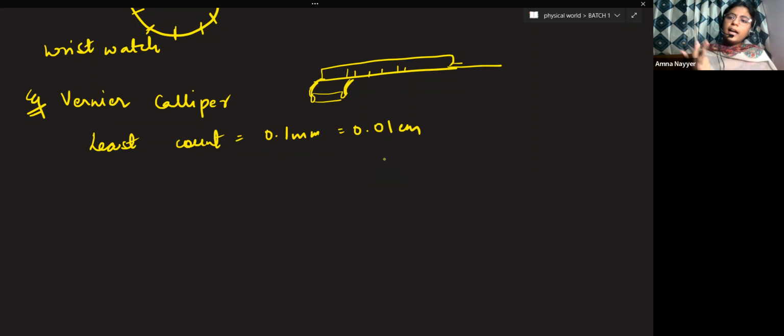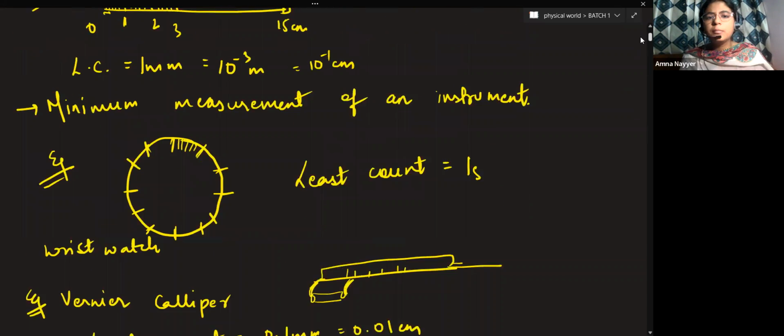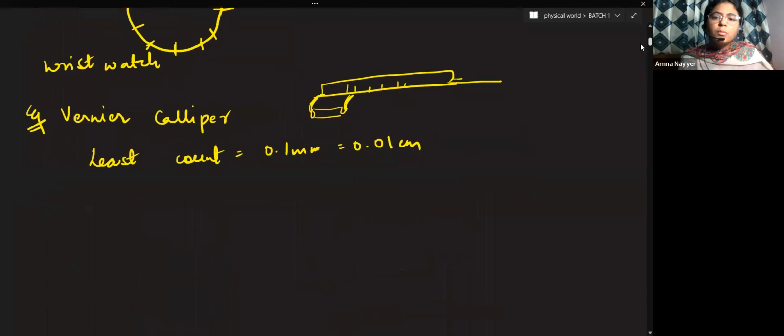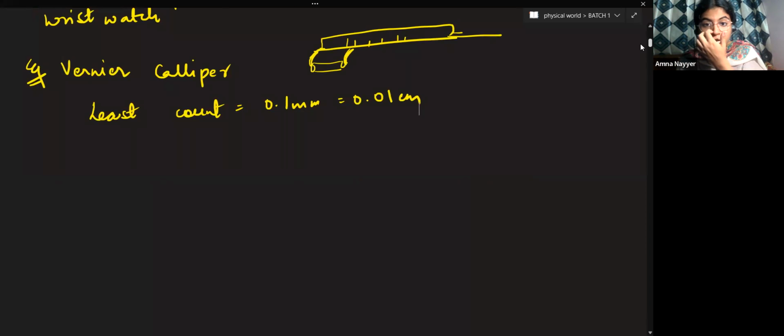If I try to measure it with the help of this 15 centimeter scale, what will happen? If this ball is so small, 0.1 millimeters, I'll be able to only measure 1 millimeter, not beyond this. Reason, the least count of this is 1 millimeter. But if I measure it with the help of Vernier calipers, I'll get it 0.1 millimeters.